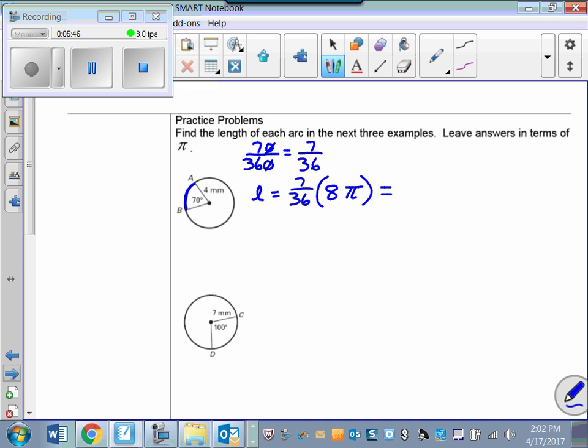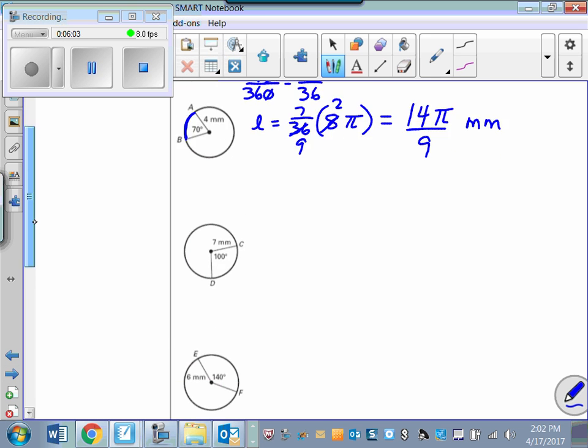Okay, and let me simplify here. 4 will go into 36 9 times, go into that 2 times. So what I get is 14 pi over 9 millimeters. And it's length, so not squared. We're not talking about area at this time.